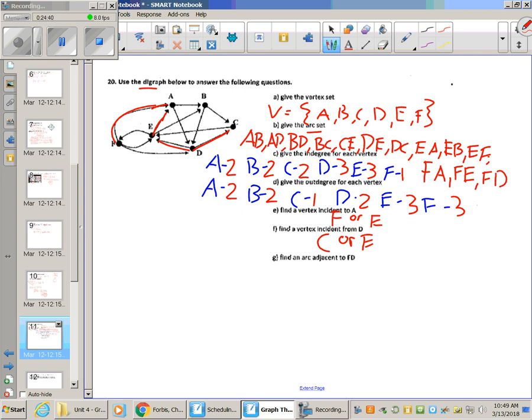And then lastly, find an arc adjacent to FD. Remember, if I want to find an arc that's adjacent to another arc, it has to start where the other one ended. This ended at D. The other ones have to start at D for it to be adjacent. So again, how about DC, or DE. And there you go. There's the digraph basics you should be able to answer.